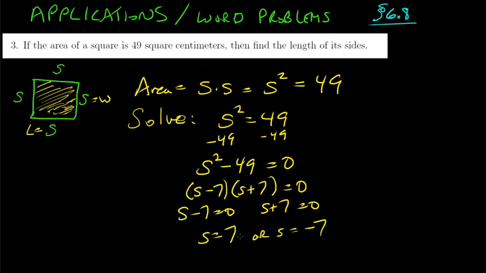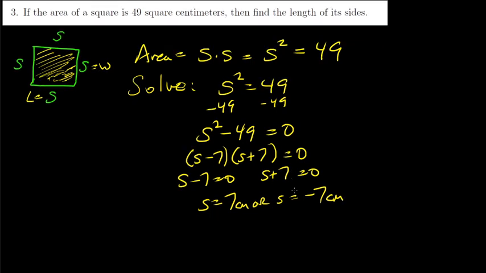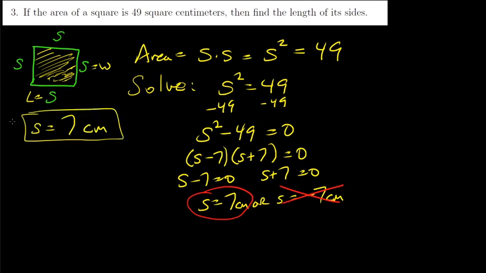And these are in centimeters, right? So I should put 7 centimeters or negative 7 centimeters. Now, what's the problem with that, right? It's the length of a side. Length is not a negative number. So I think we can cross out the negative answer here. So there's only one reasonable answer. The length of the side, right, is going to be 7 centimeters long. And that's it.